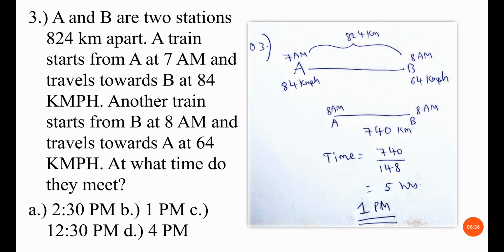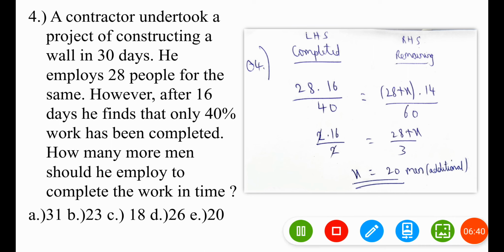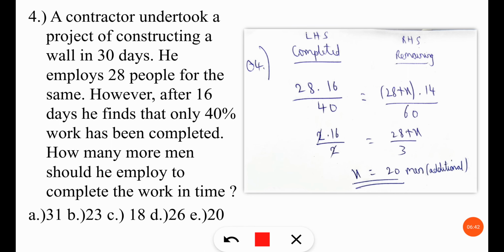Correct answer. Let's move on to the fourth question. A contractor undertook a project of constructing a wall in 30 days. He employs 28 people for the same. However, after 16 days, he finds that only 40% of the work has been completed. How many more men should he employ to complete the work in time?